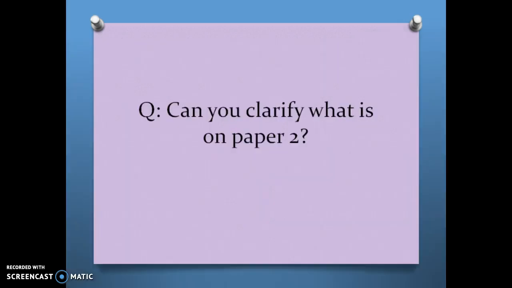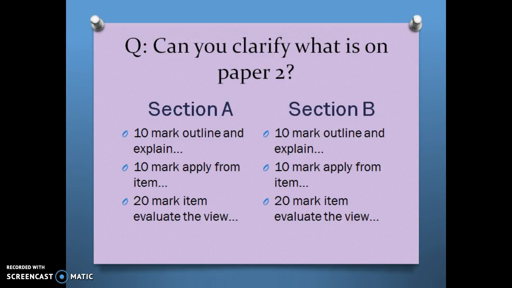So let's go through some questions that you might have for paper 2. Can you clarify what is on paper 2? Yes, of course I can. Paper 2 is split into section A and section B, and this is your topics paper. You answer one topic from section A and one topic from section B. For example, if you study family, you would use that from section A, and if you did something like beliefs, that would be from section B. It's split into 3 questions in each section: a 10 mark outline and explain, a 10 mark apply from the item, and a 20 mark. Each section will look the same, so spend the same amount of time on them.